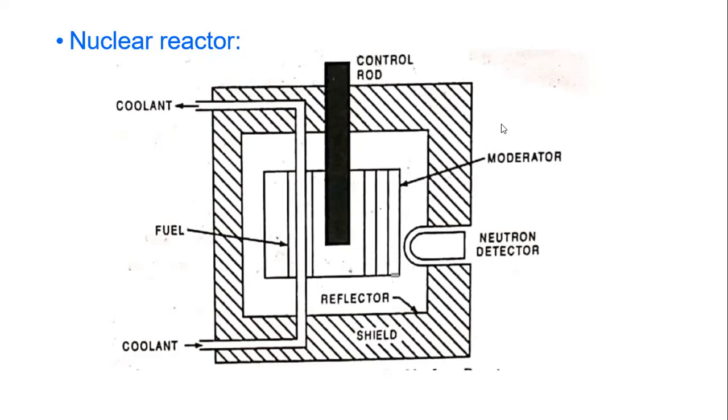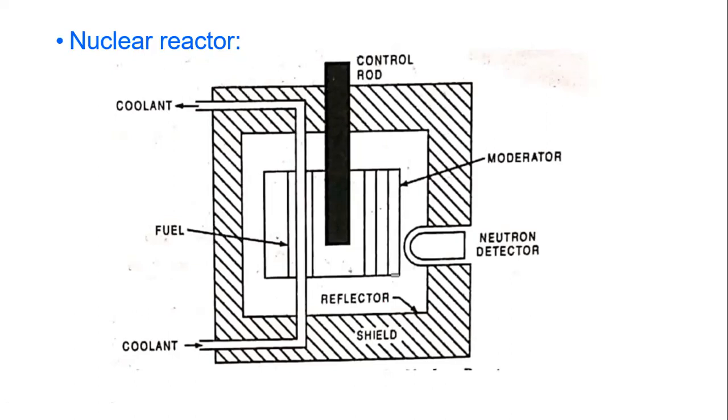This tube is used for the coolant. This is the coolant inlet and this is the coolant outlet, and these are the fuel rods. This is the control rods and this is the moderator. This rectangular box is the moderator. Next, these are the nuclear detectors. Next are the reflectors and the shieldings.